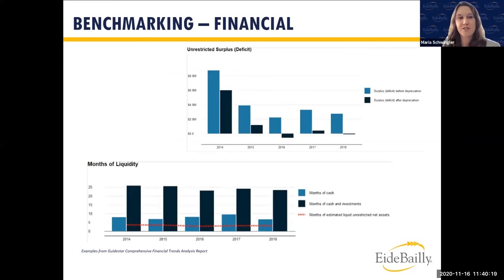A few more financial trending or benchmarking examples available through that GuideStar report look at profitability and year-over-year surpluses or deficits, looking at it with depreciation and without depreciation expense factored in. As mentioned earlier, breaking even every year is typically not enough, as nonprofits really need a surplus to survive and grow. So seeing a trending surplus over time is a key indicator of financial health, and consistent or growing deficits can be a sign of concern.